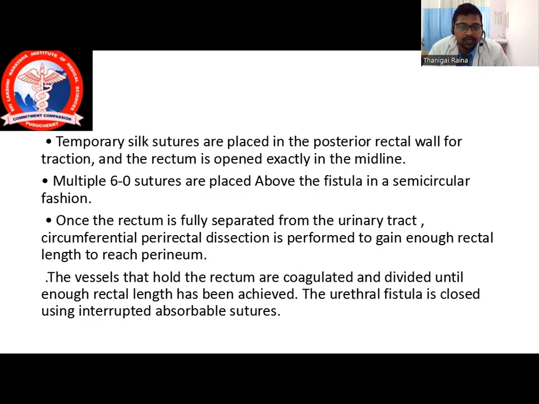Temporarily, silk sutures are placed in the posterior rectal wall for traction, and the rectum is opened exactly in the midline. Multiple 6-0 sutures are placed above the fistula in a semicircular fashion. Once the rectum is fully separated from the urinary tract, circumferential perirectal dissection is performed to gain enough rectal length to reach the perineum. The vessels that hold the rectum are coagulated and divided until enough rectal length has been achieved. The urethral fistula is closed using interrupted absorbable sutures.